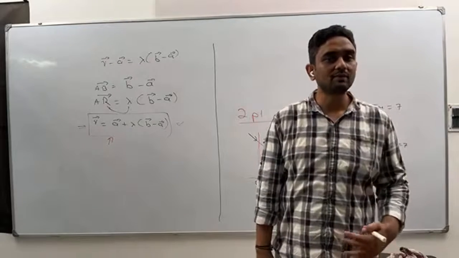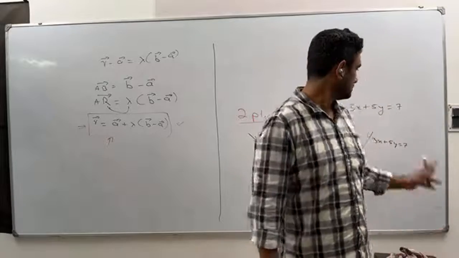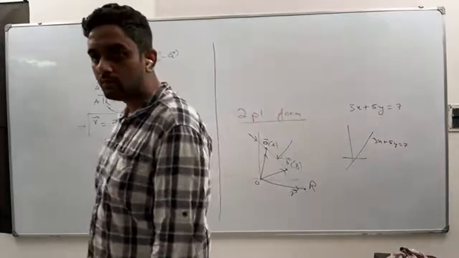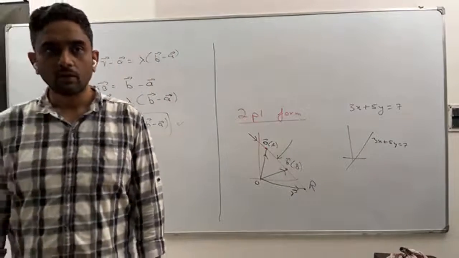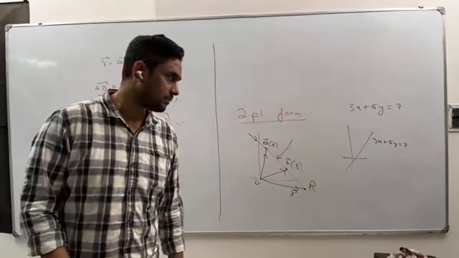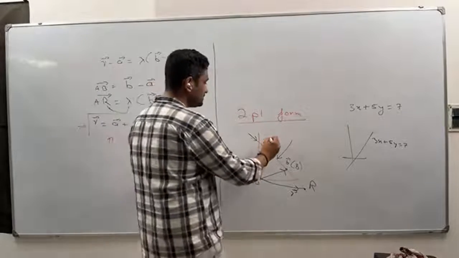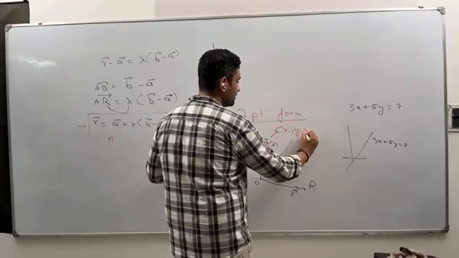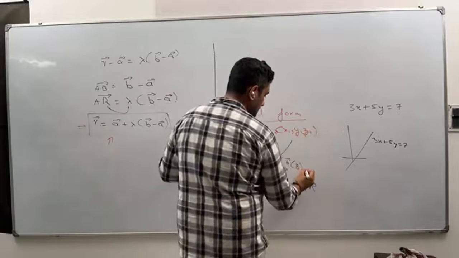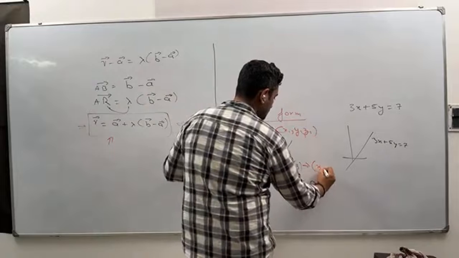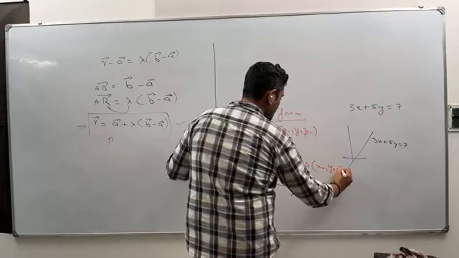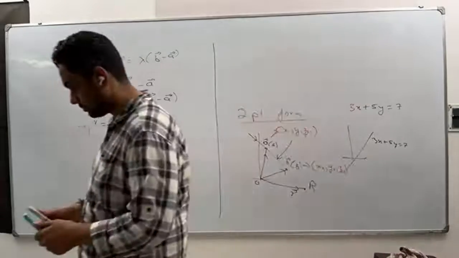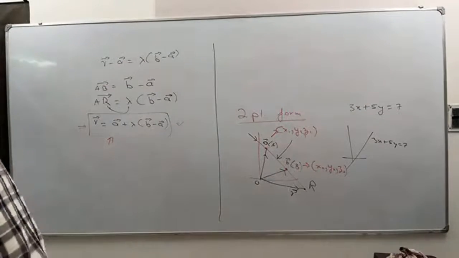Now 3D form means we need something in terms of x, y, z. Right now it's a vector; we can see a lot of vectors over here. Now how will we convert to 3D form? First of all, let us assume that this point A has coordinates x1, y1, z1, and this point B has coordinates x2, y2, z2. We have these as the coordinates.